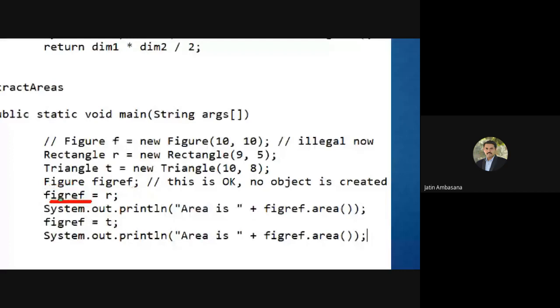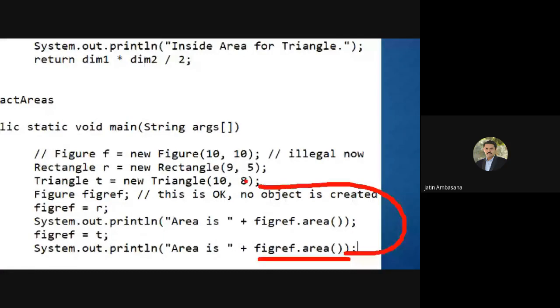Now, if it's figure f dot area, what will happen? There is no object right now pointed to by figure f in this statement. But if you say figure f dot area over here, it means figure f is pointing to the object referred to by r, which we had created in this line. So when you say figure f dot area, it will call this object's area method, the rectangle 9 comma 5's area method. Similarly, we say figure f equal to t, then we say figure f dot area, so it will call the area method of this triangle object. Okay.